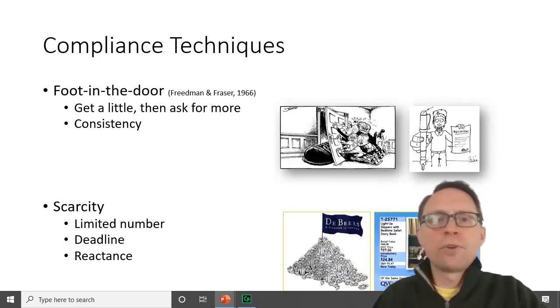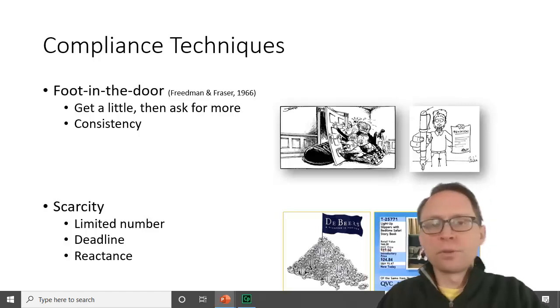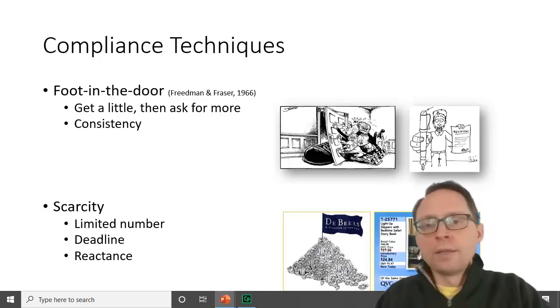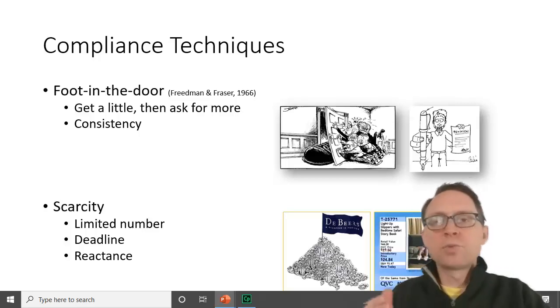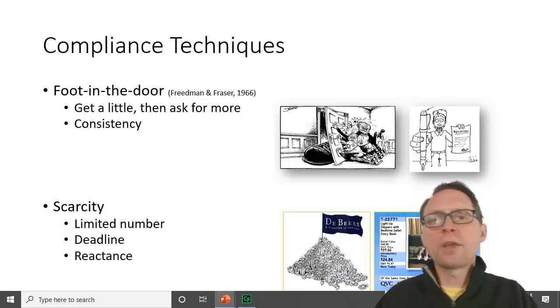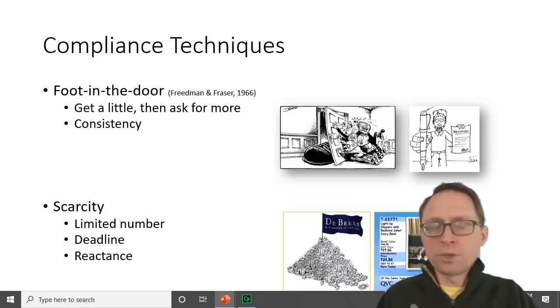Reactance is a psychological phenomenon. This is very similar to what we talked about with reaction formation earlier on when we talked about Freud and defense mechanisms. But reactance is when you feel like your control has been taken away. So often people call this reverse psychology. If I feel like my control is being taken away, I want to do the opposite thing that I'm being told not to do.